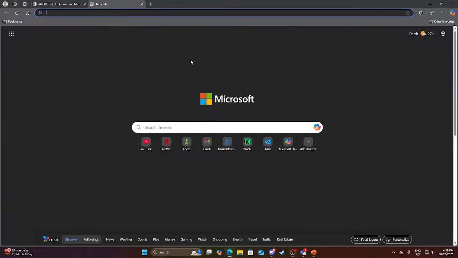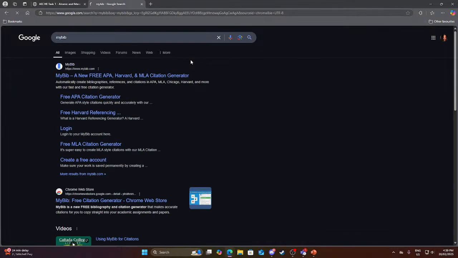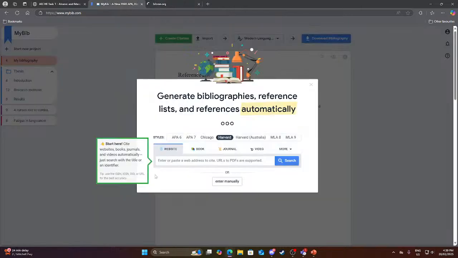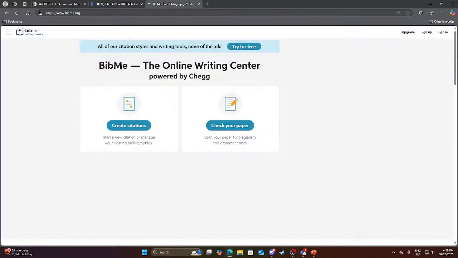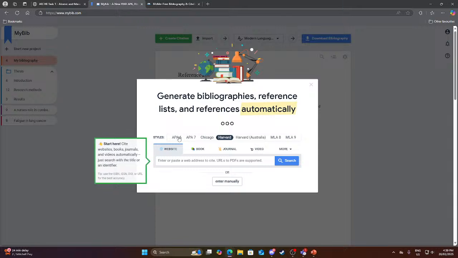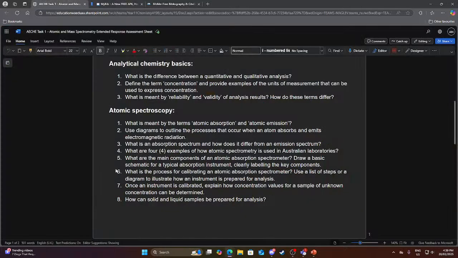If you're finding it hard to make a bibliography, you can go to MyBib, or you can go to BibMe, one of these two. They're both fine. Just put in your references. You don't need a crazy amount of references. Just put in some references and have them in APA or Harvard Australia. Anyway, APA, Harvard, any of these is fine, as long as there's some structure. I don't just want a list of links, it just doesn't look nice. I'd rather you give me a bibliography of some sort.